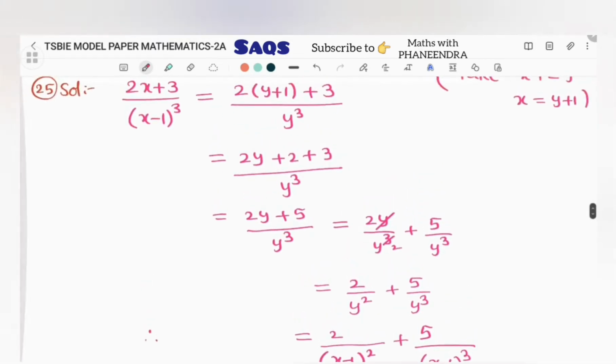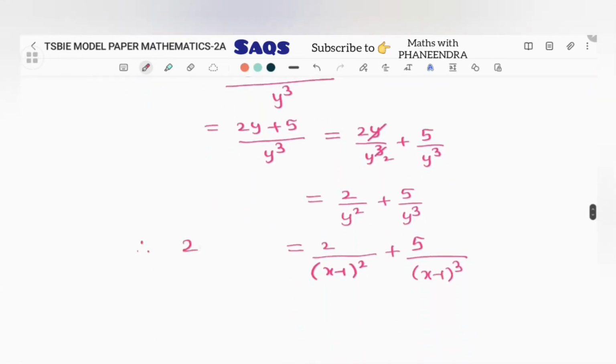Therefore, (2x plus 3) by (x minus 1), whole cube. I hope you understand now.